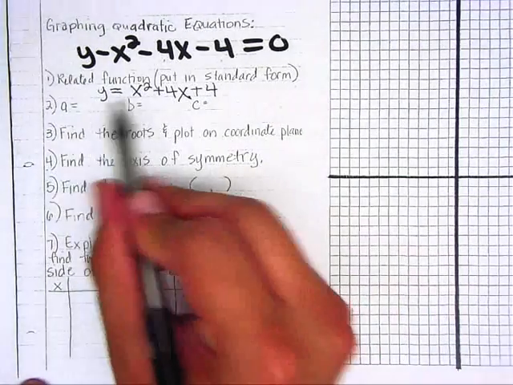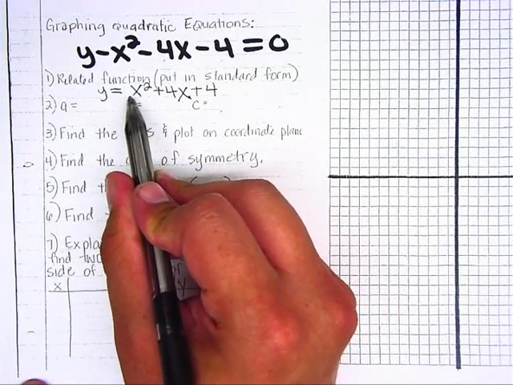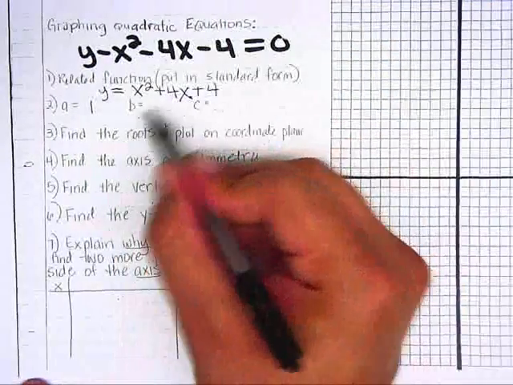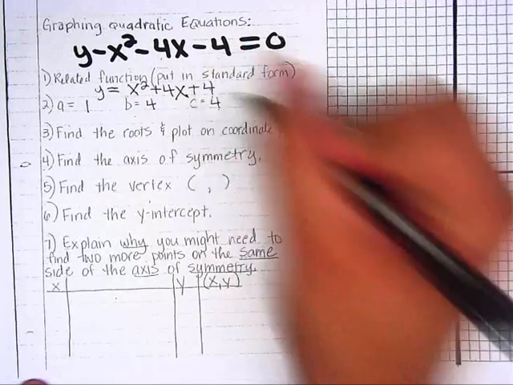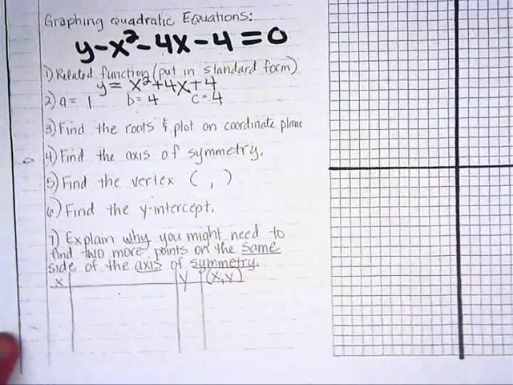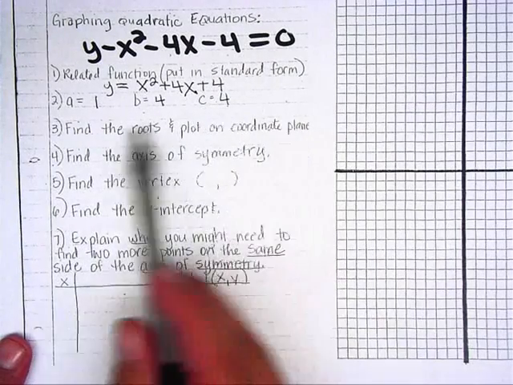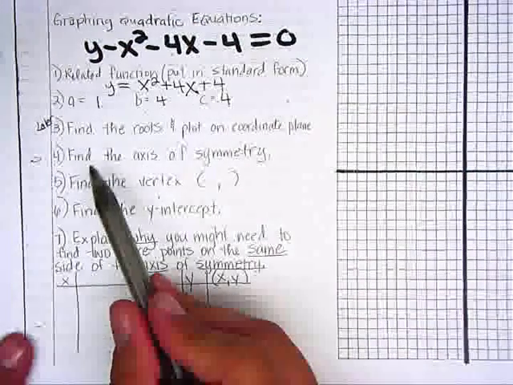Question 2 asks us to find a, b, and c of this equation. There's not a number in front of x squared, so we know that a is 1. b is equal to 4. c is equal to 4. Question 3 asks us to find the roots and plot on the coordinate plane. We're going to do this step later, so we'll come back to this.